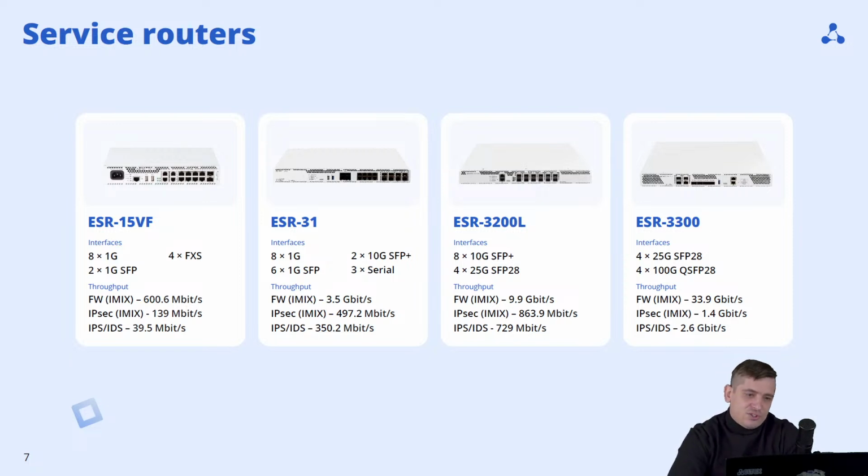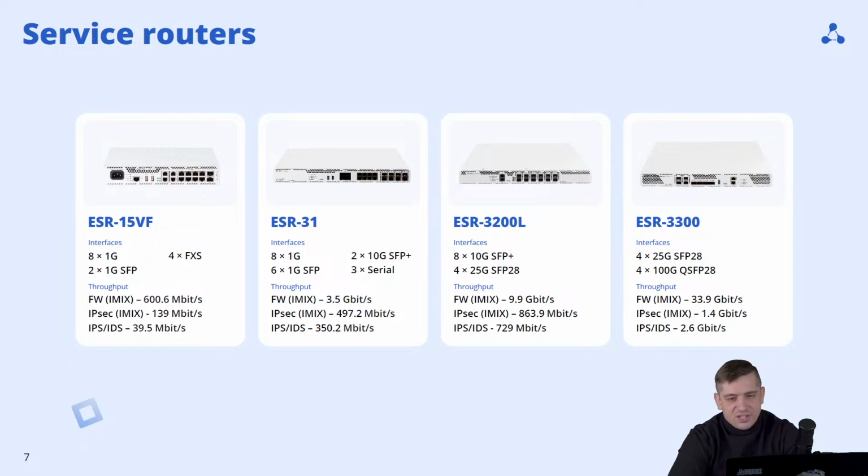Then goes ESR 31. It is a middle segment device which is capable of 1 gig copper interfaces, 6 1 gig SFP interfaces, 2 uplinks for 10 gig, and it is capable of more than 3.5 gigabit per second IMIX traffic.